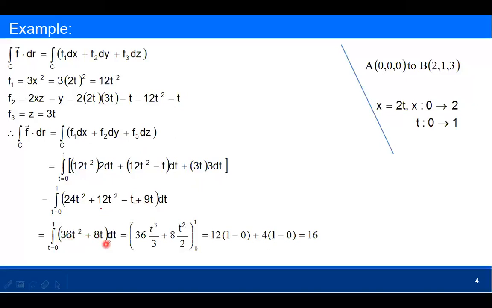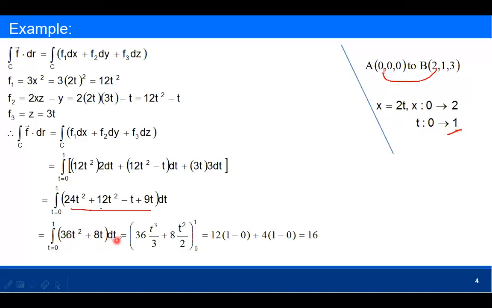Now we have to integrate this. We have converted all the terms into terms of t. Now how do we calculate the limits of t? Since x equals 2t, and x limits are 0 to 2, therefore the t limits are 0 to 1. So t varies from 0 to 1, of (36t square plus 8t) dt.